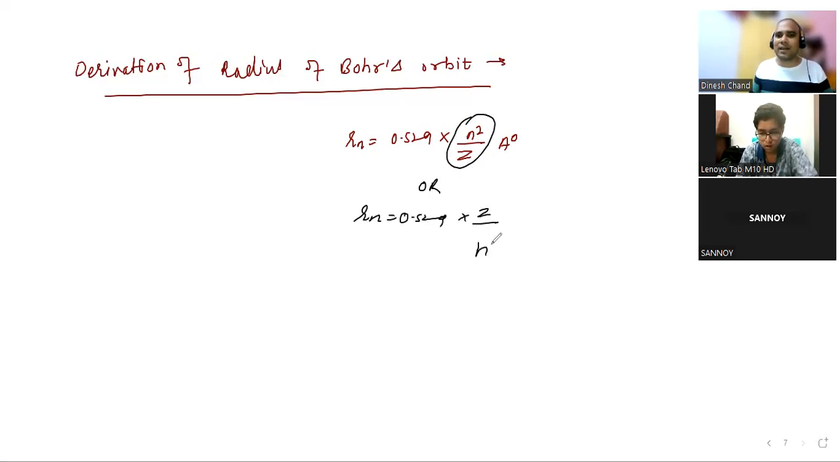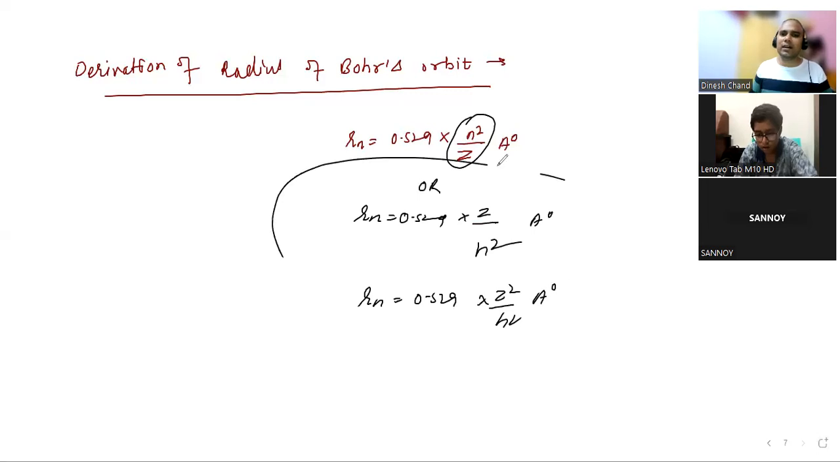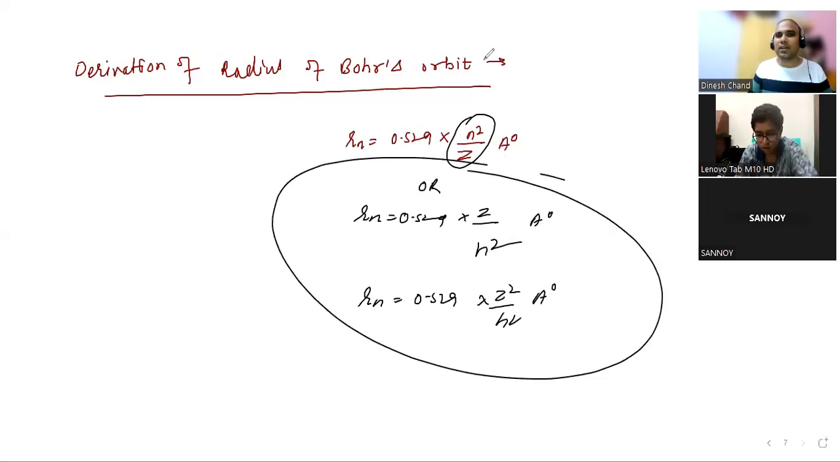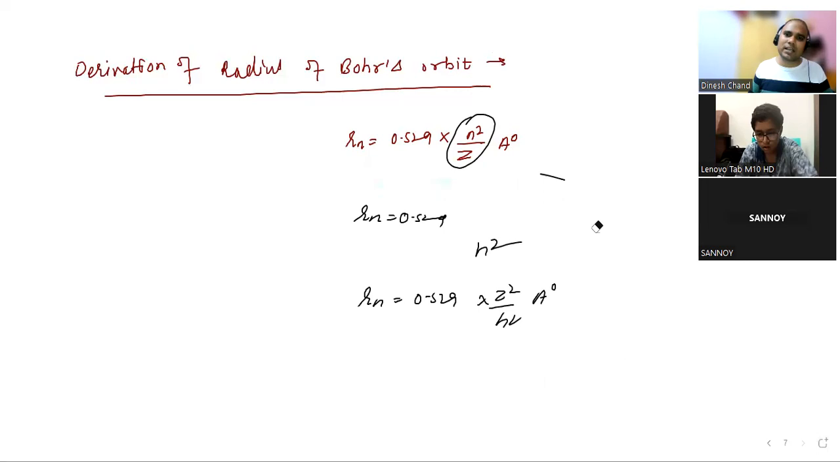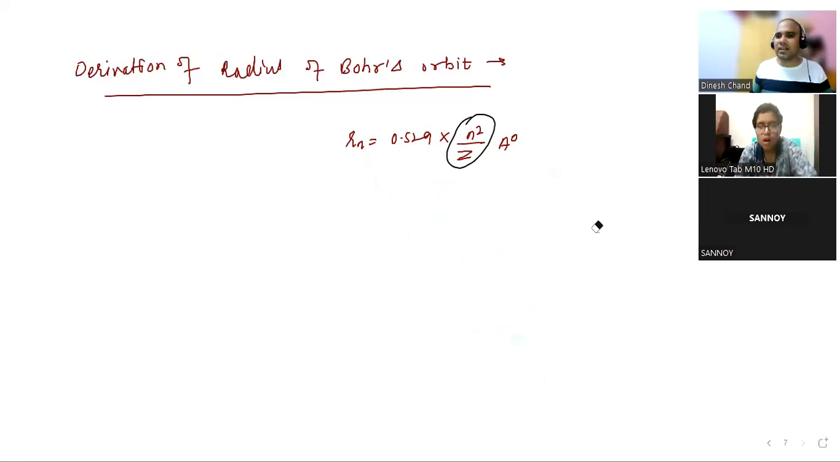So they will write Z by n square, Angstrom. Sometimes you will write Rn is equal to 0.529 and then write Z square upon n square. So this type of confusion comes. For that purpose, generally we derive to know what is there in the numerator and what is there in the denominator. That purpose is only this much.